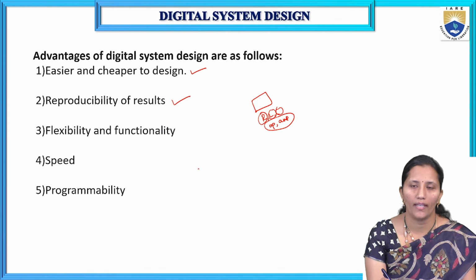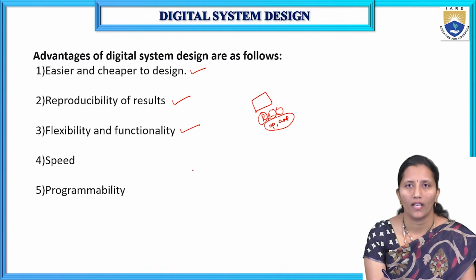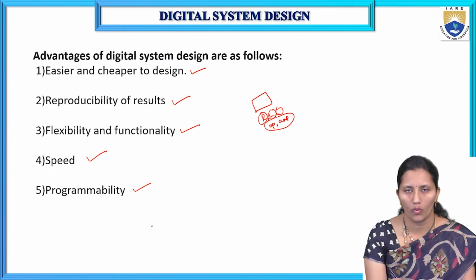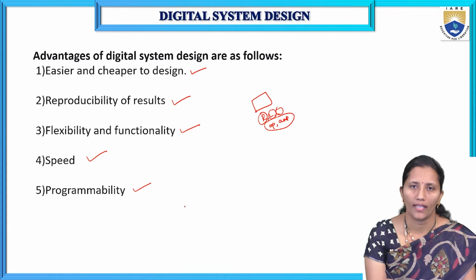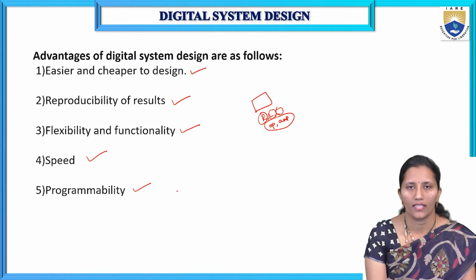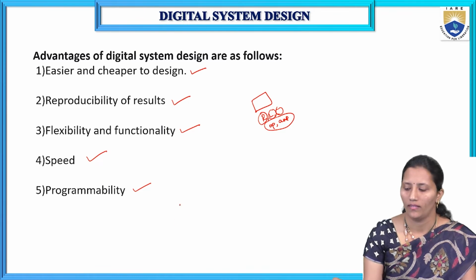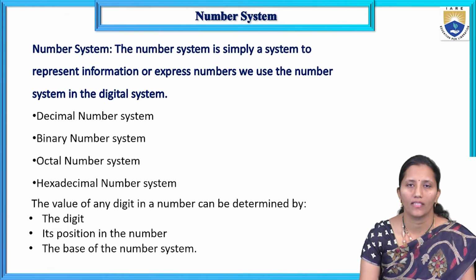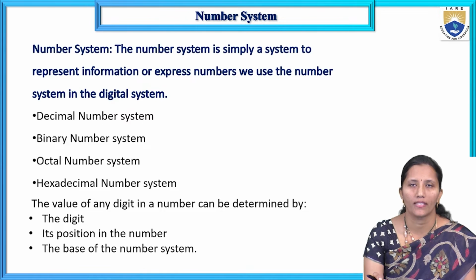And flexibility and functionality are better than in analog systems. According to speed also, it has an advantage, and programmability. We can reprogram the ICs. Now we are getting programmable devices where we can reprogram the design and use that digital design for another application. Here we are going to discuss the basic topic of digital system design, which is the number system.